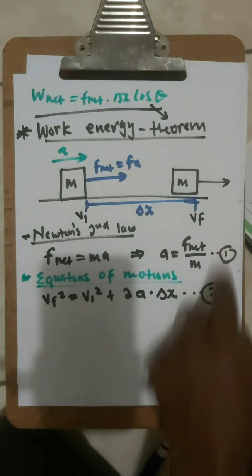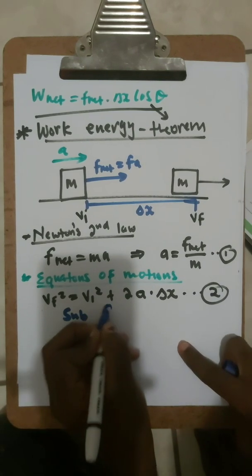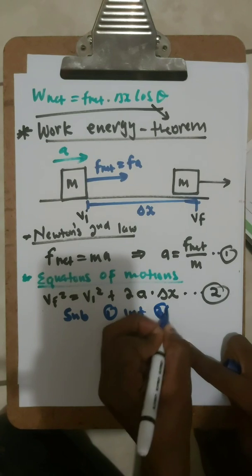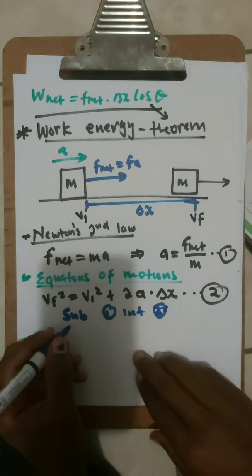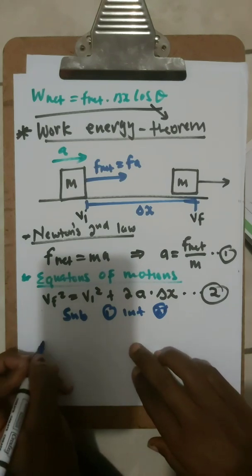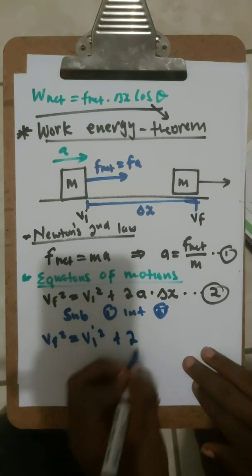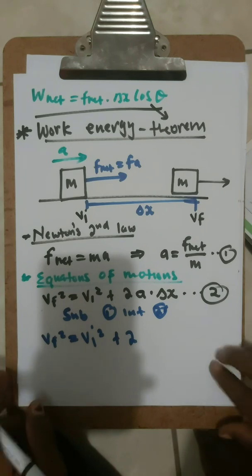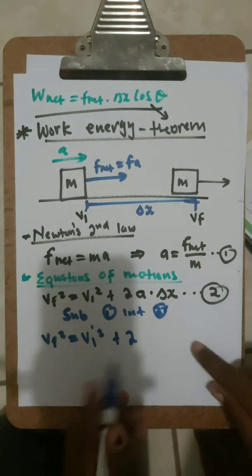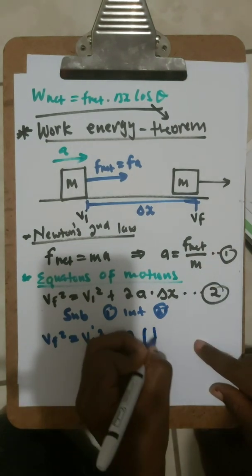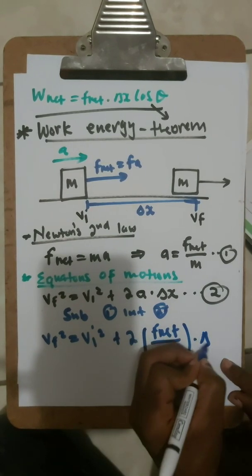So I can substitute from here. I can just sub equation 1 into 2. So basically, when I substitute equation 1 into equation 2, what do I have? Vf squared is equal to Vi squared plus 2. Then what will be my A? My A is F net divided by mass. So we have F net divided by mass, then we also have our delta X here.